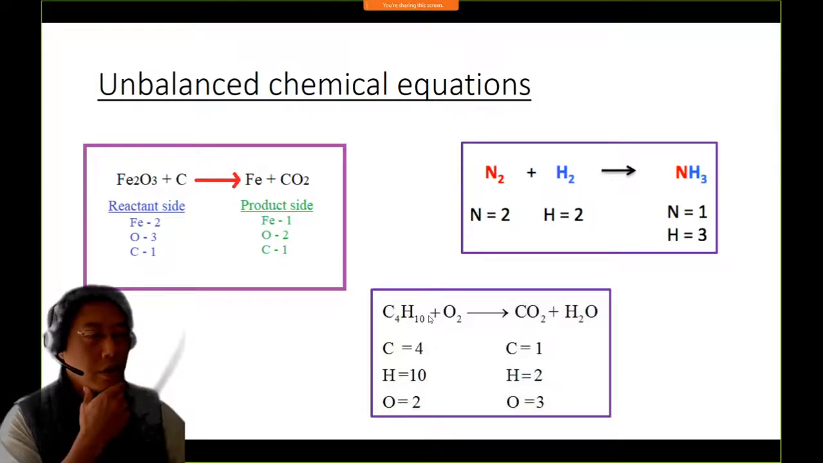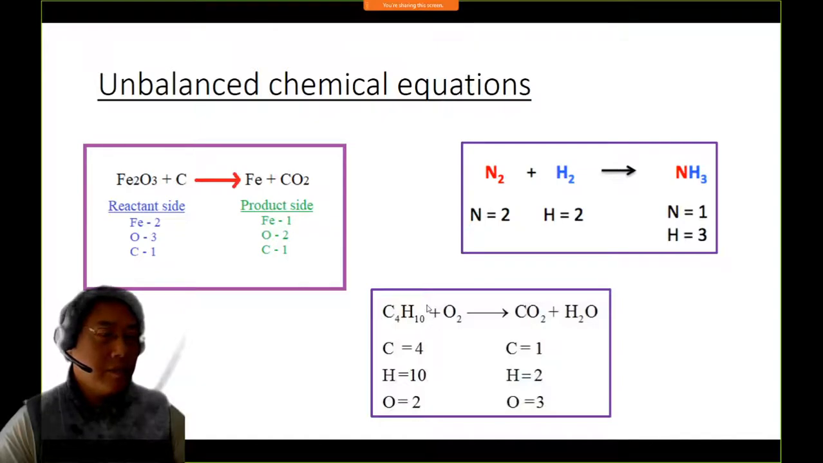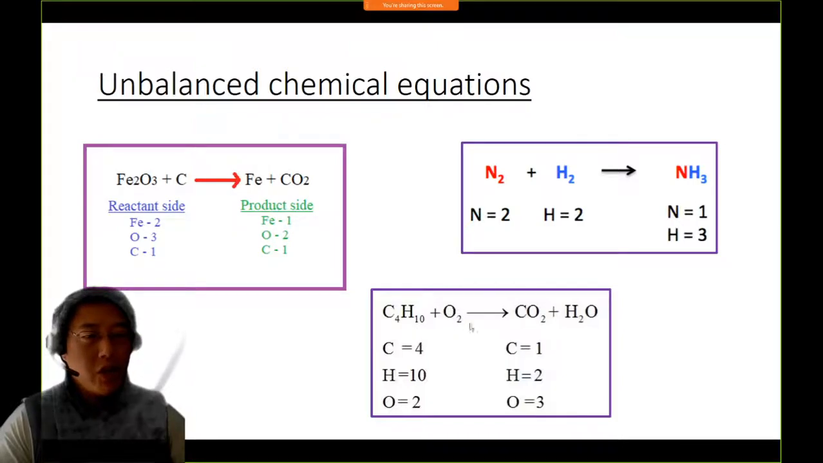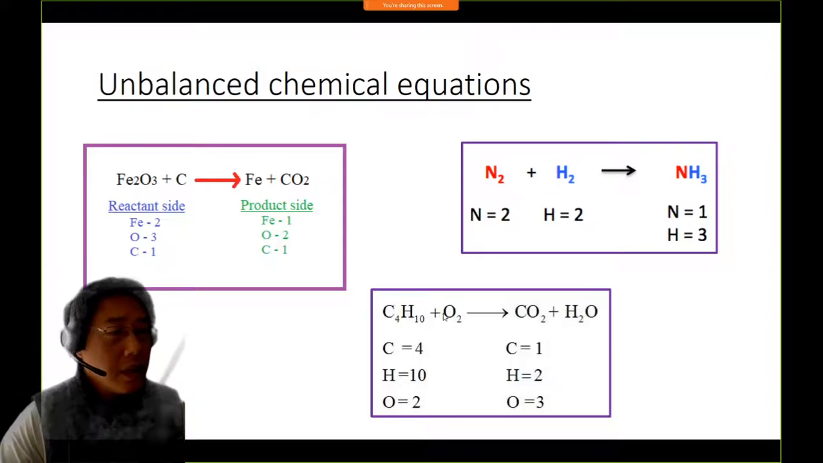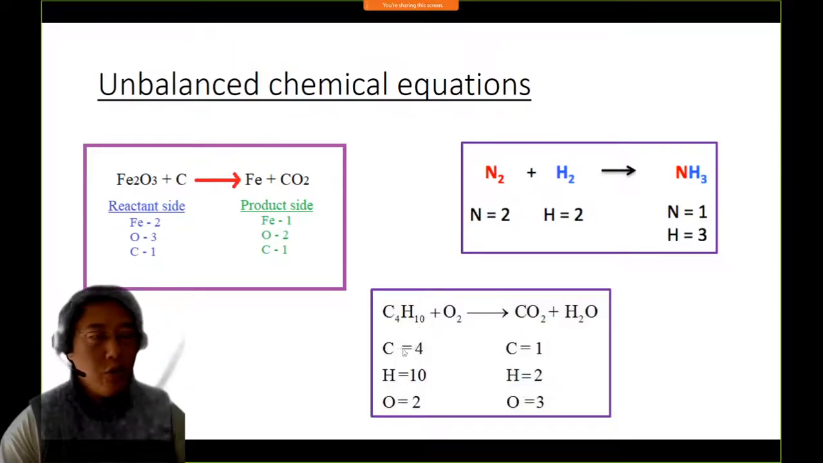Here you have another reaction. This one is a combustion. So what you have is a hydrocarbon combined with oxygen. When you burn it, the products, as an emission, will be carbon dioxide and water or steam. You don't need to name the molecules. What you need to do is count the atoms on the reactant side and the product side, and you can see the left hand side and the right hand side do not match. You don't have the same number. So that's what we call unbalanced.